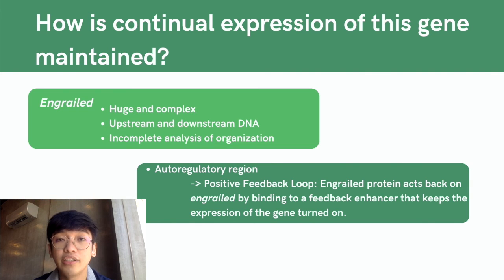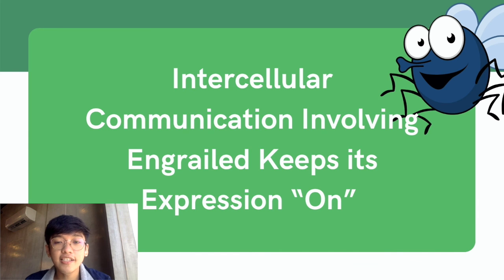The regulatory region of engrailed is huge and complex, which involves both upstream and downstream DNA, and the analysis of its organization is still incomplete. Nonetheless, we do know that engrailed has an autoregulatory region that participates in a positive feedback loop. This loop starts with the engrailed protein that acts back on engrailed by binding to a feedback enhancer that keeps the expression of the gene turned on. So there is a second important but complex way that continual expression of engrailed is maintained.